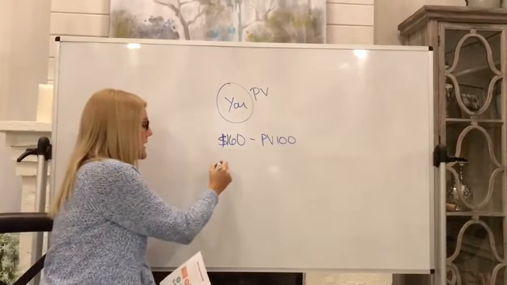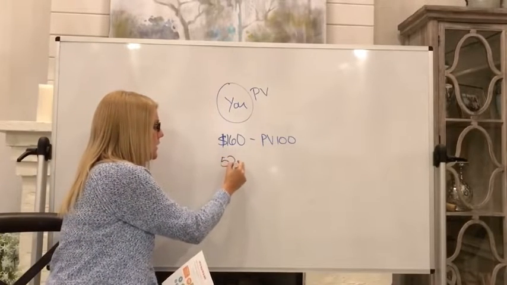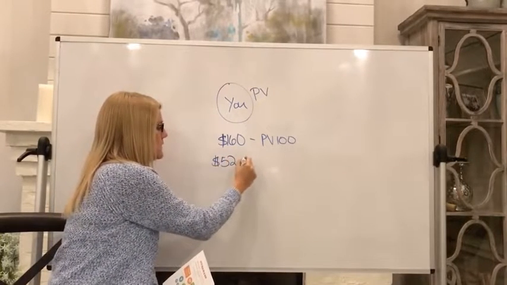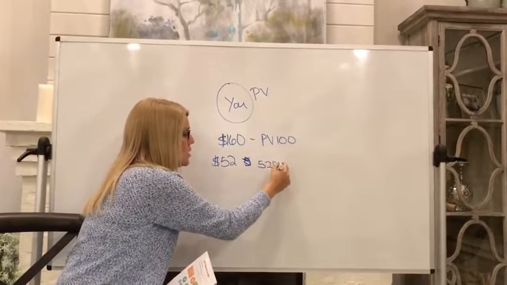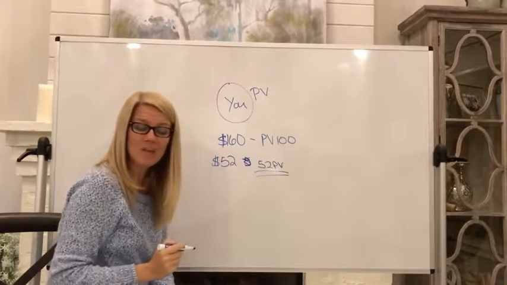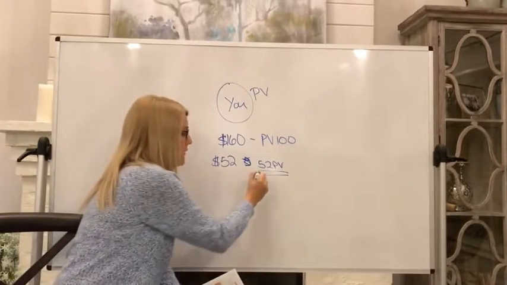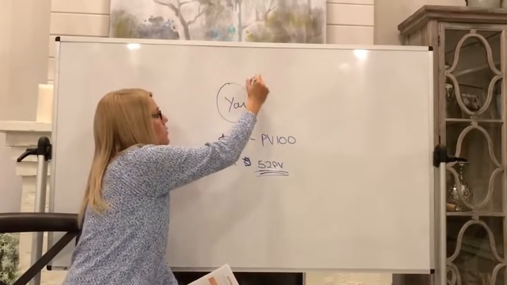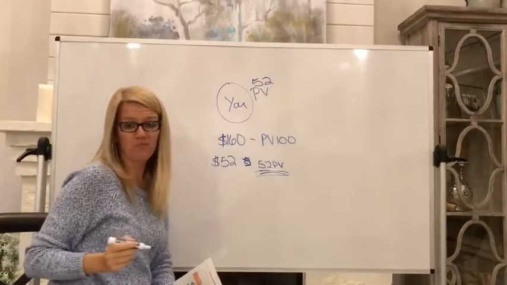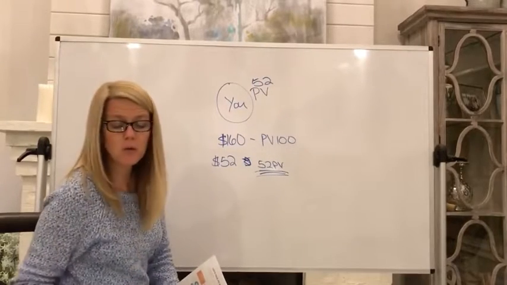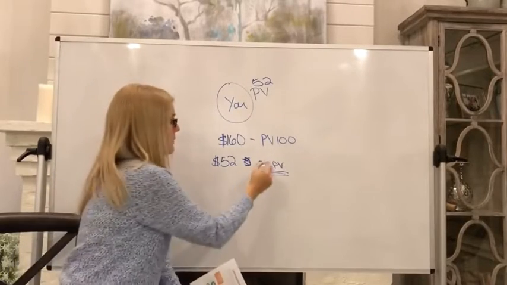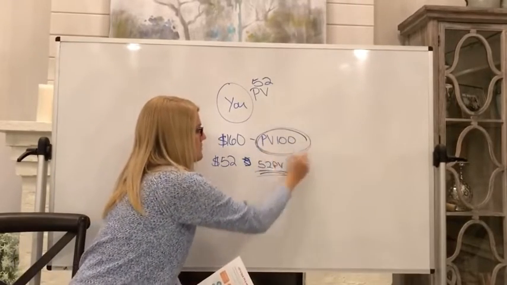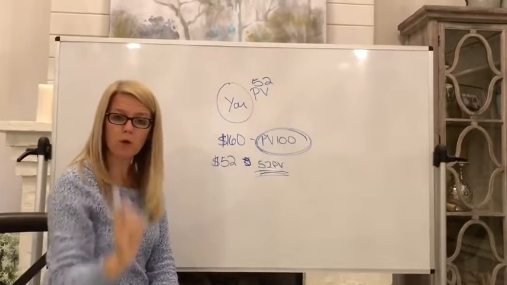So let's say an item is $52 and it's also 52 PV. And you order that, okay? You place an order of 52 PV. Now your PV is 52. The month you enrolled, if you just got the premium starter kit and you got nothing else, your PV was 100, okay? PV is personal volume.